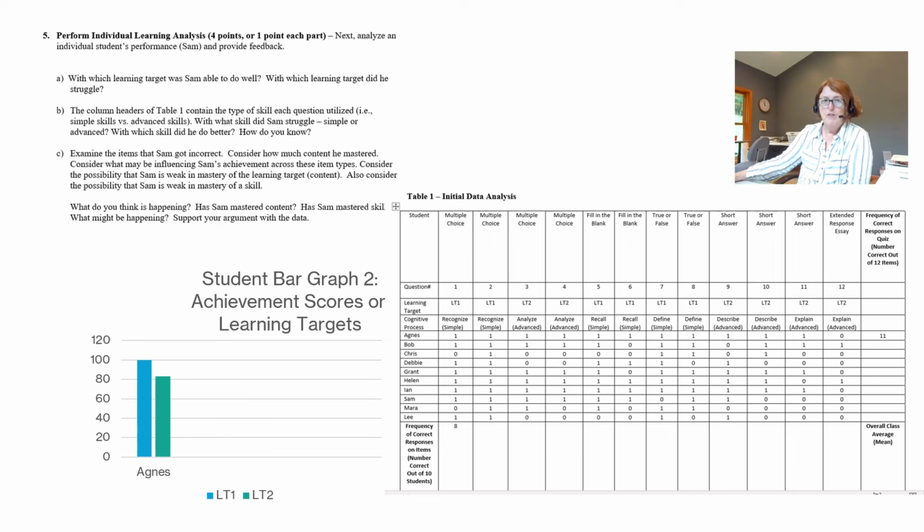As you write, be sure to support your argument with the data. Don't just guess. If you calculate the averages, you'll know which ones Sam got better on, simple or advanced. And so try as much as possible to support your ideas with the data.